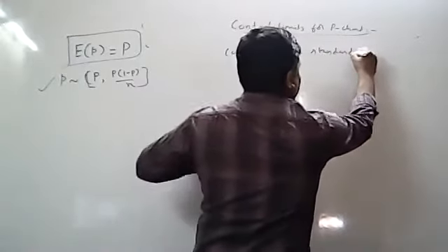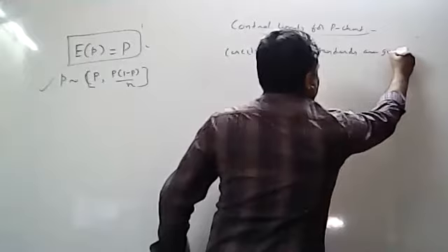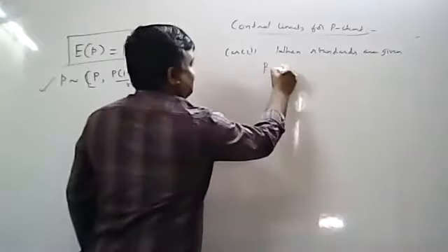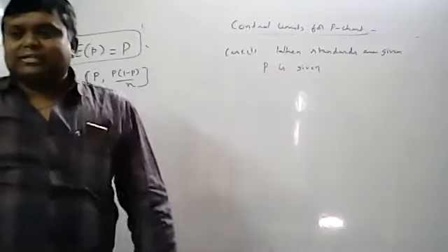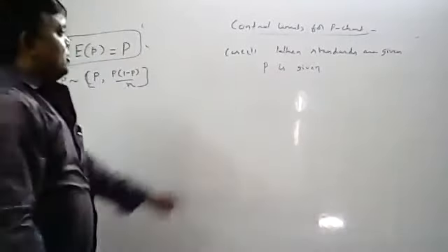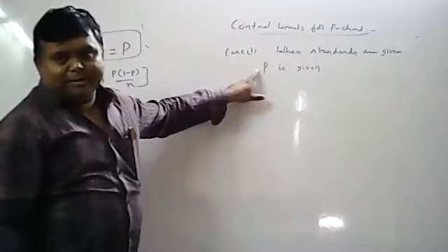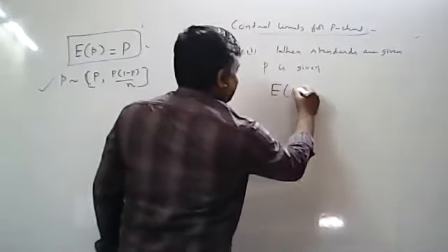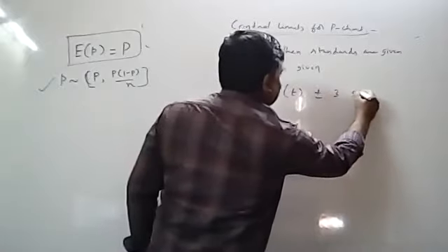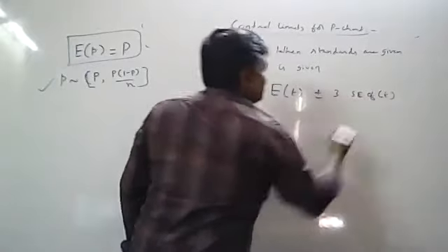When standards are given, it means P is given. When standards are given means the P value is given. So capital P is given. So all of you know the general formula. What is the general formula? Expectation of T plus or minus 3 into standard error of T.